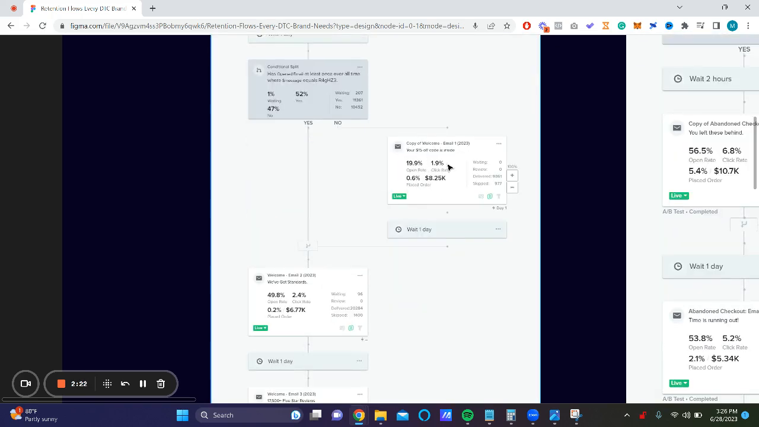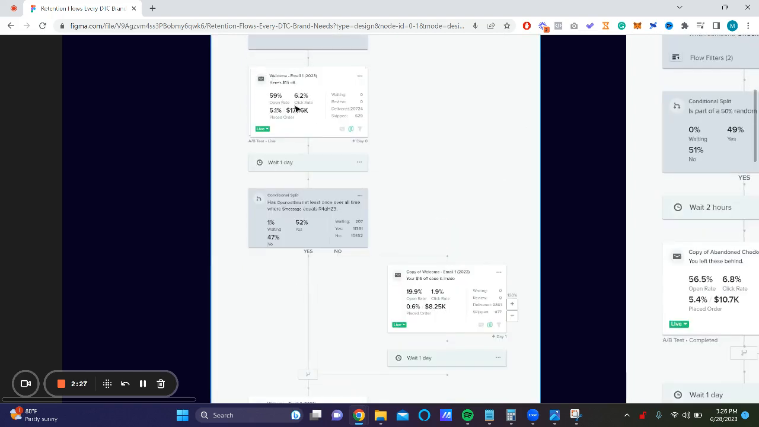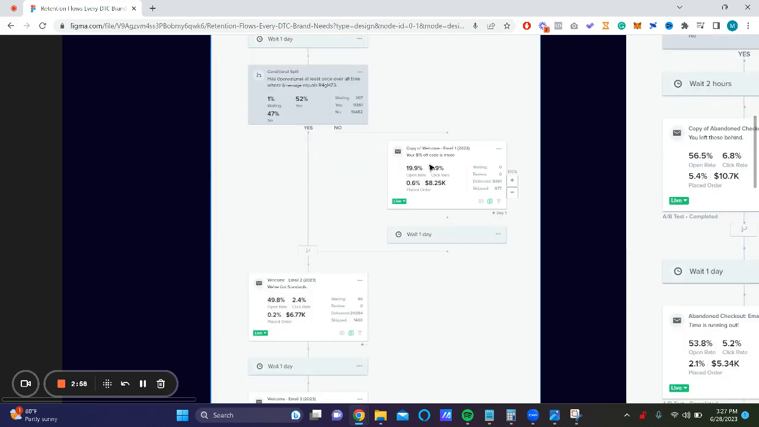Number two, and this isn't going to work for every brand, is to resend the same exact welcome email one to anybody who doesn't open after the first 24 hours, but with a different subject line. That's going to capture the percentage of people who don't open the first welcome email. Maybe they didn't see it, maybe the subject line didn't catch their attention, maybe they got distracted, whatever. But you want to give them another opportunity to open that. And as you can see right here, that generates an extra $8,200. So definitely worth testing out.